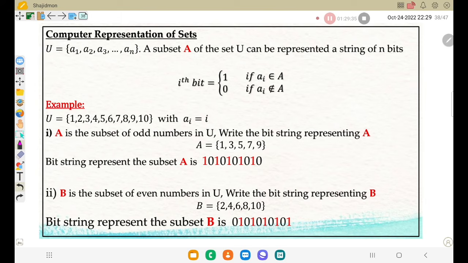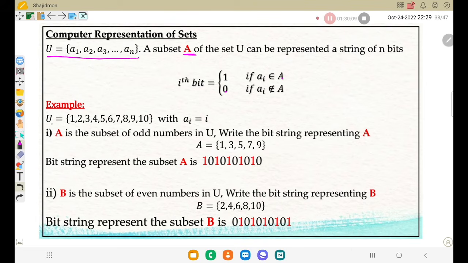Computer representation of a set. Now, how will the computer represent a set? That is the idea here. For example, U is the universal set, and A1, A2, A3 up to AN are its elements; numbers are not given, just generally A1, A2, A3 up to AN. A subset A of the universal set can be represented by a string: 1 if that number belongs to the A set, 0 if that number doesn't belong to the A set. This is the rule for the computer representation.